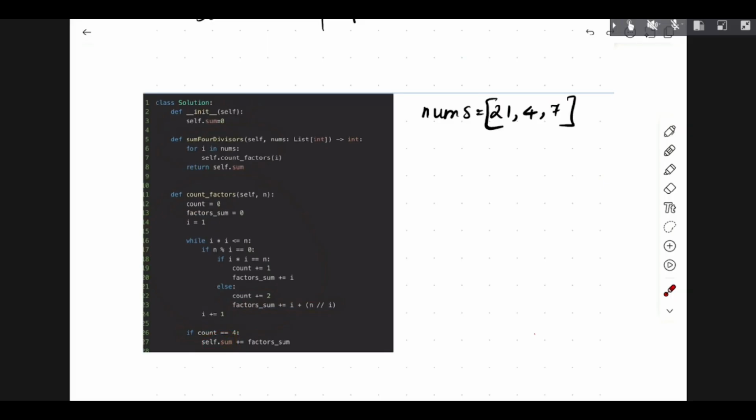So I'll be adding this factor sum to my final sum. For the final sum, I have created a constructor here, so I'll be adding those values to this constructor's final sum variable.